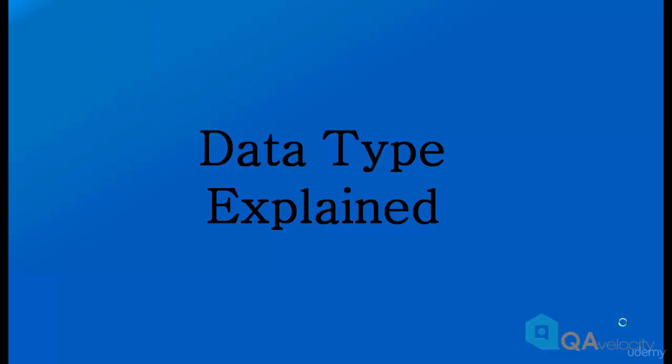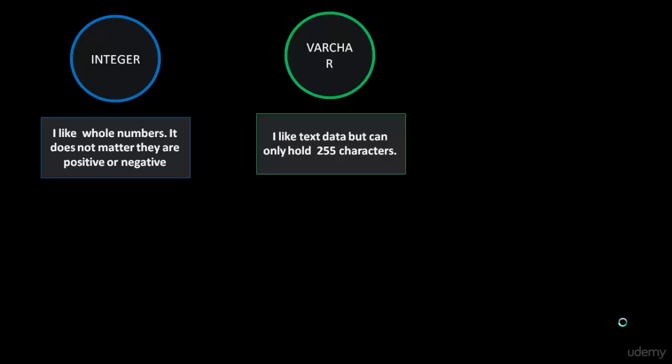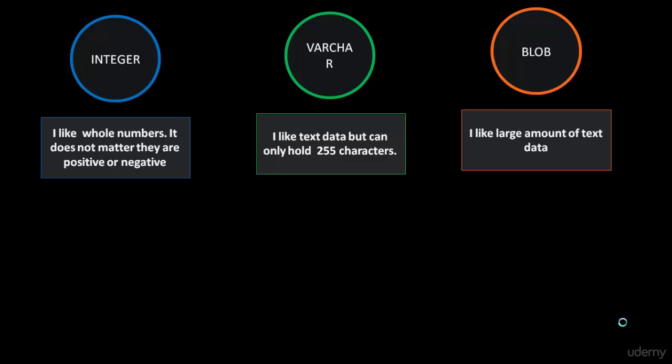Let's have a look at a few more data types and what they do. The first and very common data type is integer. It stores a whole number. Our second data type is varchar, which we have used before. It stores text data, and the limit of text data is 255 characters. To overcome the limitation of the varchar data type, the blob data type is introduced. It holds a large amount of data. Let's say you want to store an XML file in your database, then you need to define your column as blob.